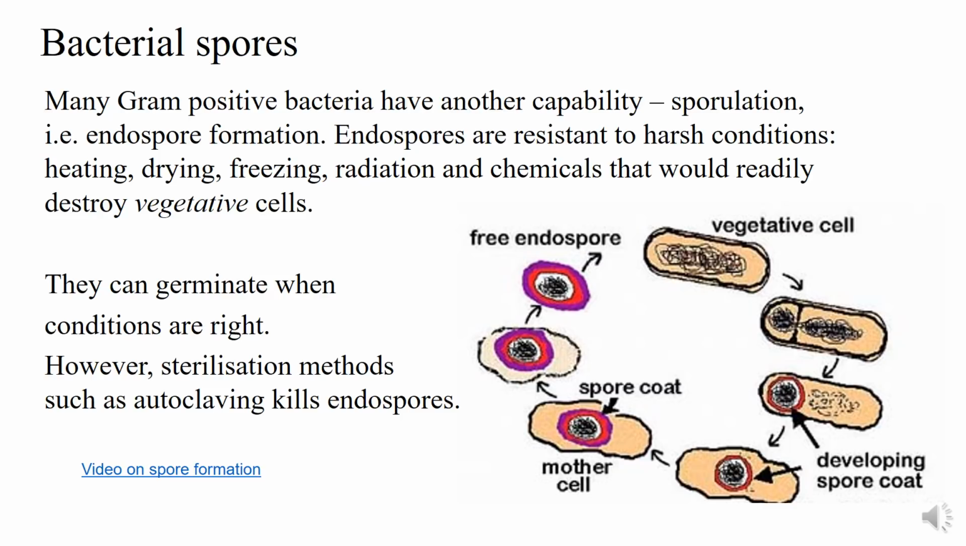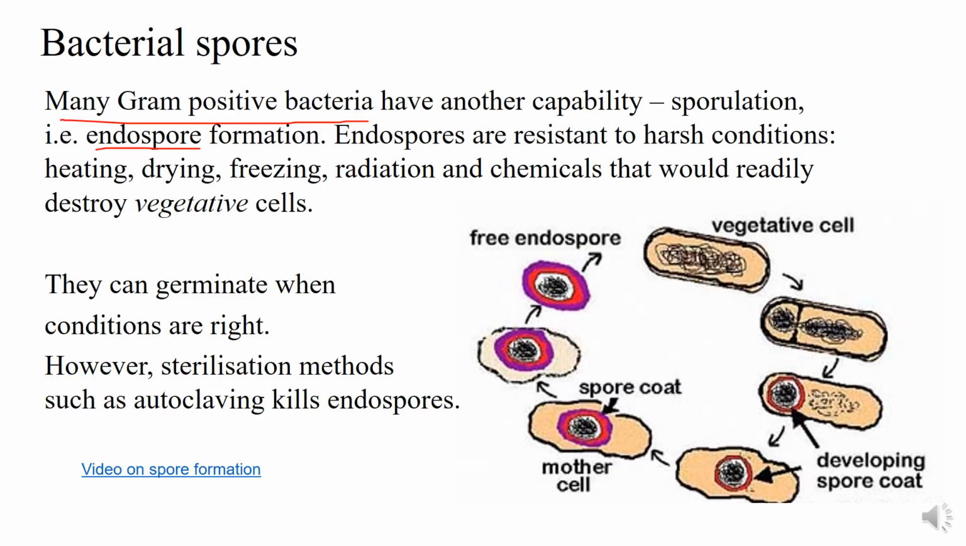We're going to look at how we can control bacterial growth. Because we've looked at what bacteria need for growth with physiological conditions, and then we looked at how bacteria divide. Now we look at how we can control the growth of bacteria. And before that, we will look at bacteria that can form spores. Many gram-positive bacteria can sporulate, which means they can form endospores.